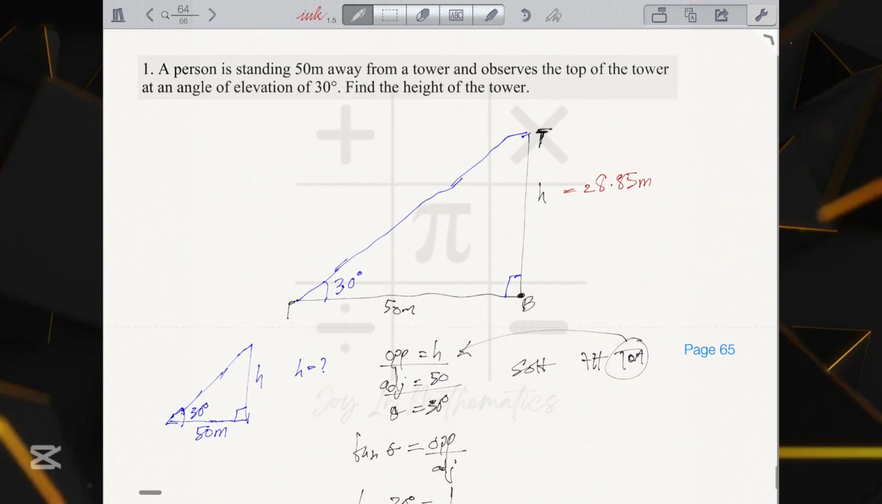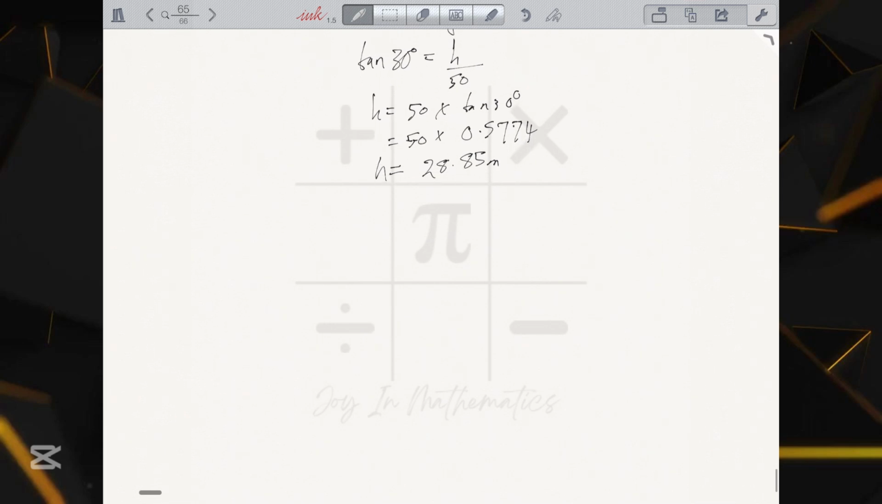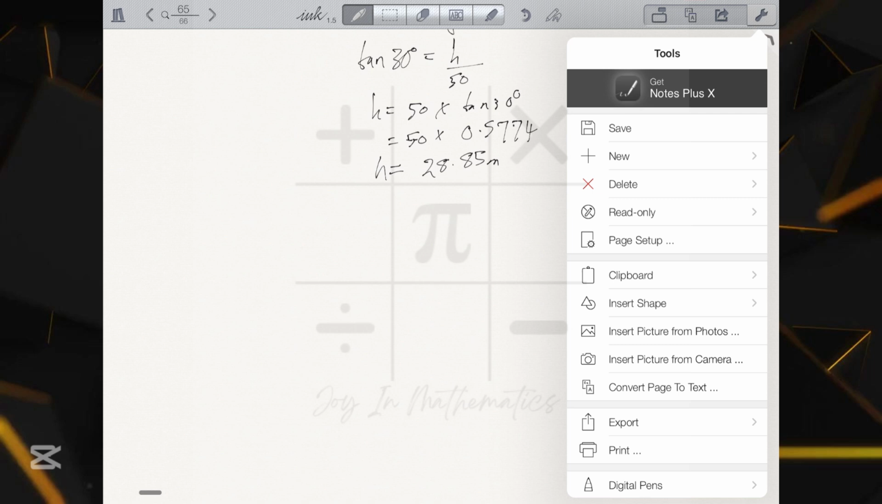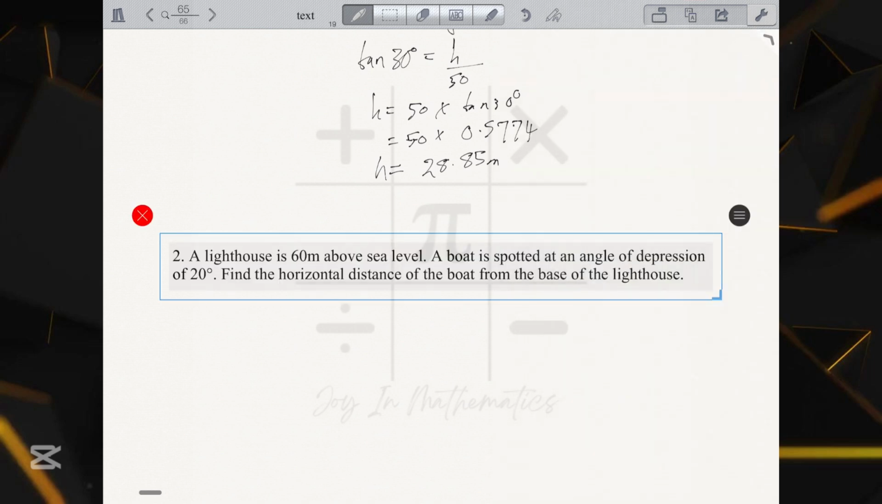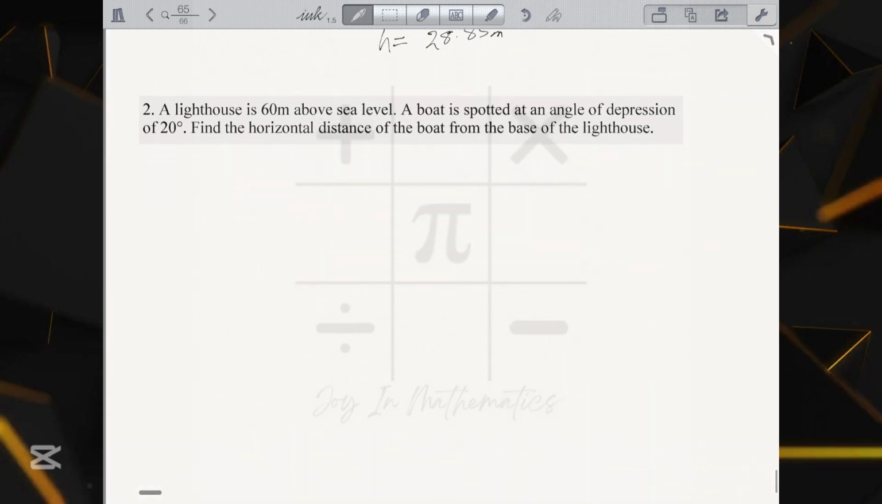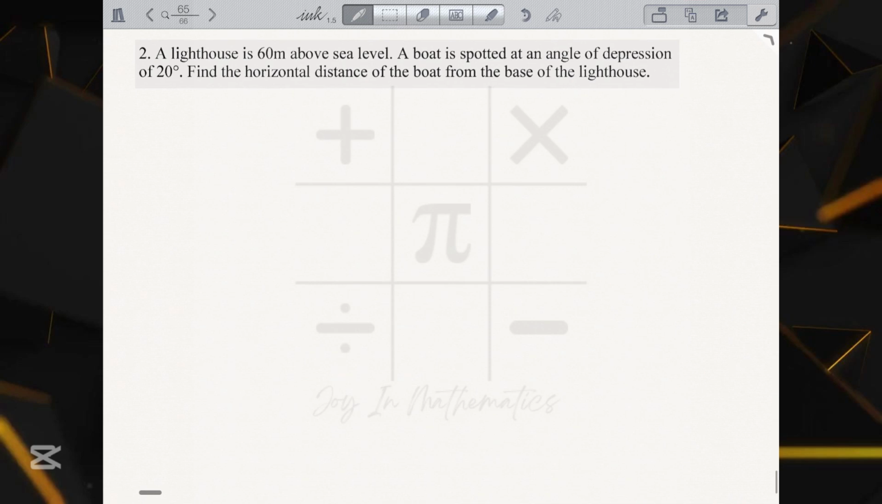Let's take another example. This time it will be on angle of depression, or angle of dip. From our clipboard, we have this. It says a lighthouse is 60 meters above sea level. We have a boat spotted at an angle of depression, emphasis on depression, of 20 degrees. We should find the horizontal distance of the boat from the base of the lighthouse.